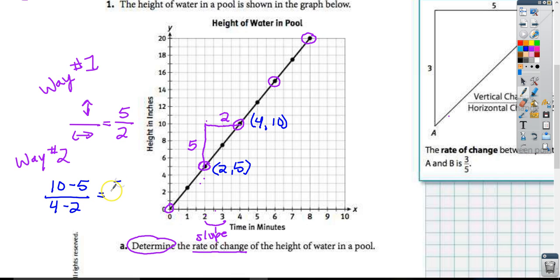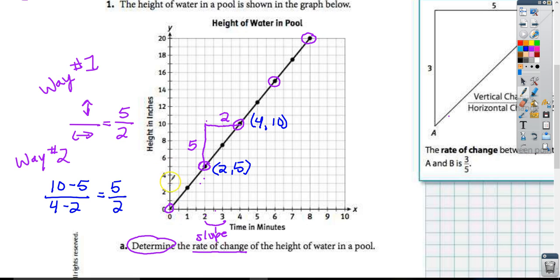And then if we do it right, we should get the same answer. 10 minus 5 is 5, 4 minus 2 is 2, and there we go, same answer. So both these ways work. You can do whichever one is good for you, okay? And you could have also picked any point. Usually when I have (0, 0), I try to pick that because it's easier to subtract.